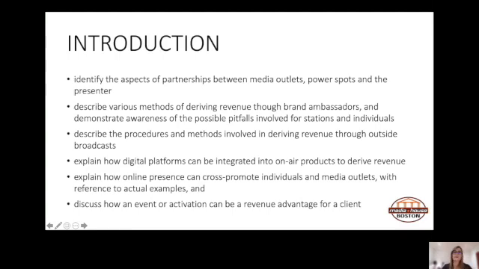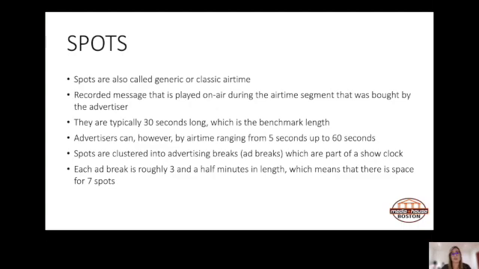So a lot about the different types of revenue for a radio station and airtime and how airtime can be utilized. Let's start with spots. Spots are also referred to as generic or classic airtime, and they are the most rudimentary element in radio advertising. A spot is comprised of a recorded message that is played out during the airtime segment that was bought by the advertiser. So the advertiser buys a certain amount of airtime in the form of spots, and this is then played out on air.